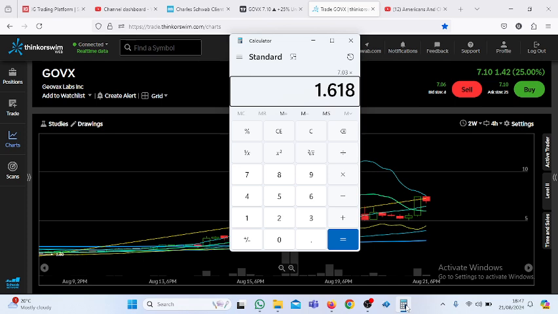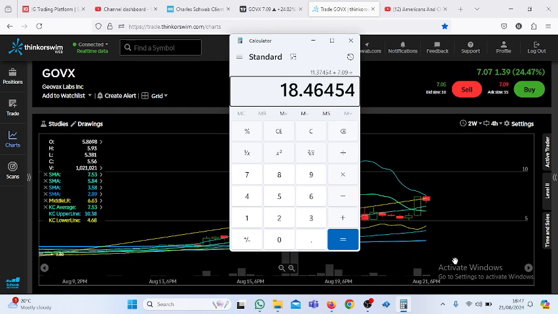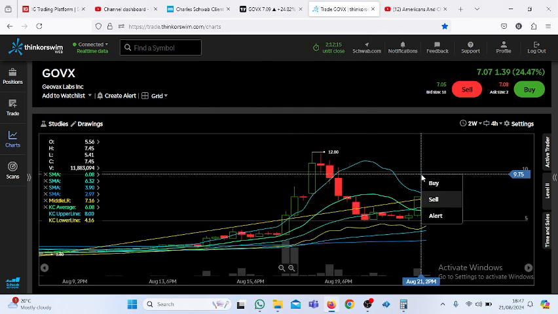If you multiply that by 1.618, we're just trying to determine a modest Fibonacci projection. We have 11.377. If you add that to the current price of 7.09, you're getting 18.46. This is the sort of potential it has.